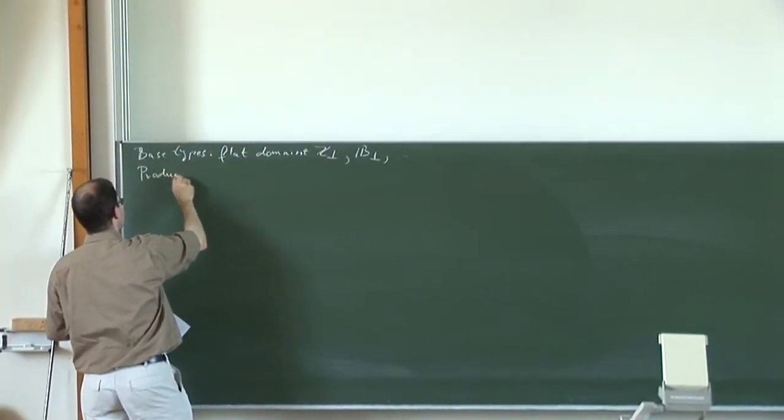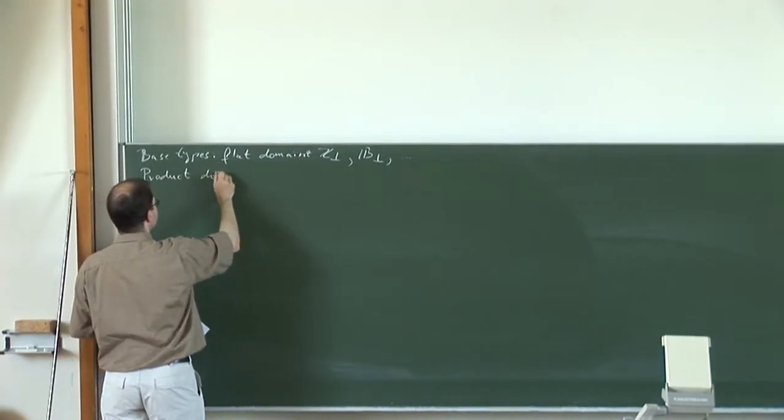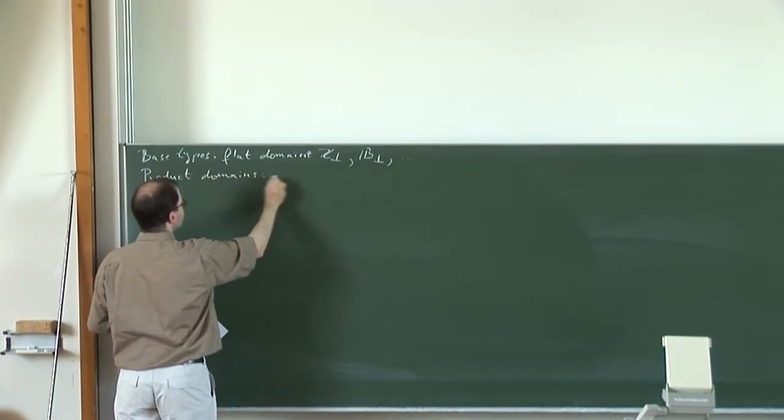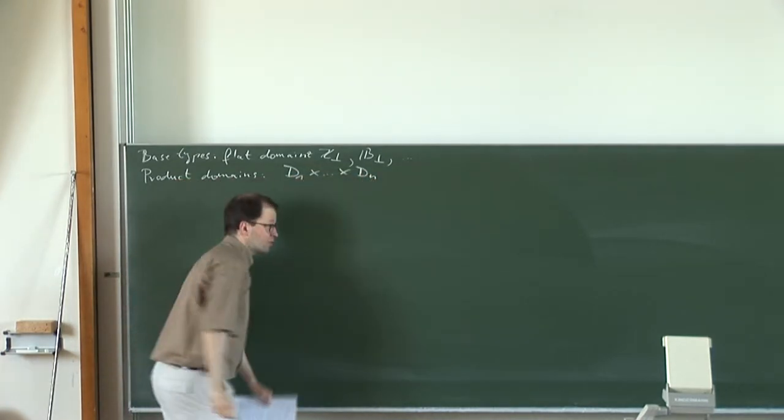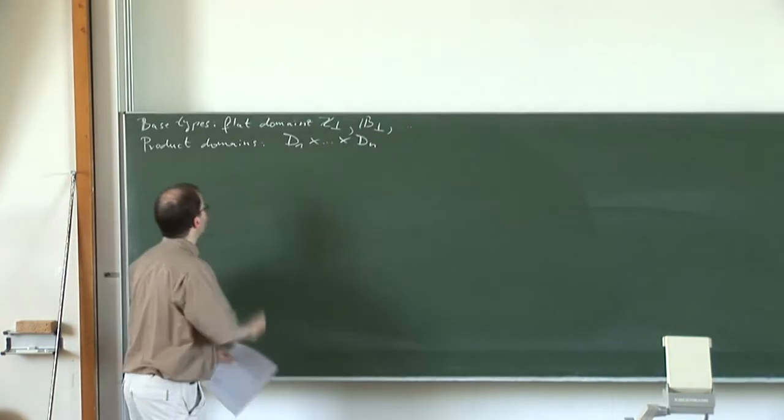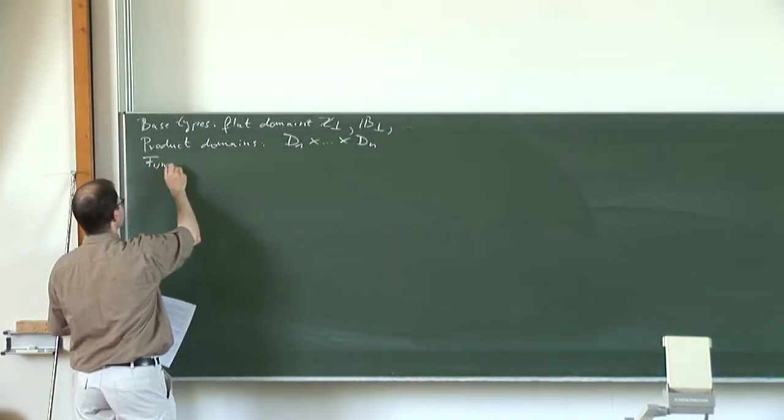We had product domains. So if you have several domains, you can build a cross product between them and you get a new domain. And we had functions.